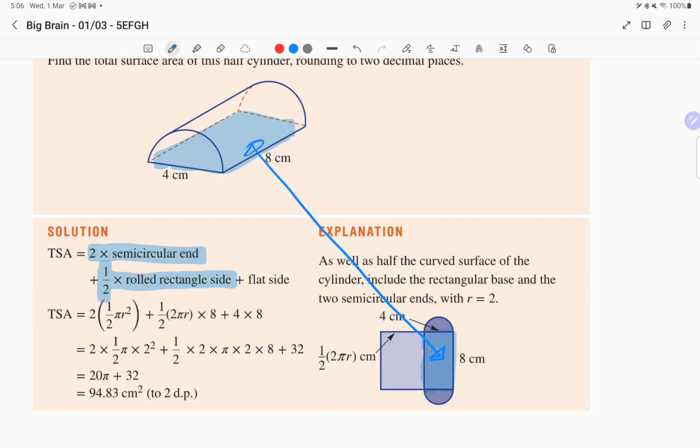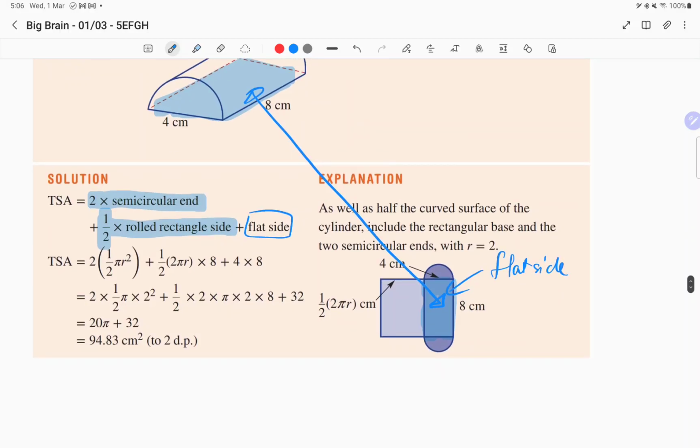It's like the one I showed you earlier. When you curl up the cylinder and when you expand it, it makes a rectangle. And then the last one is plus the flat side, which is the slice I would just cut, which is that one there. That's the flat side. Okay, any questions so far?